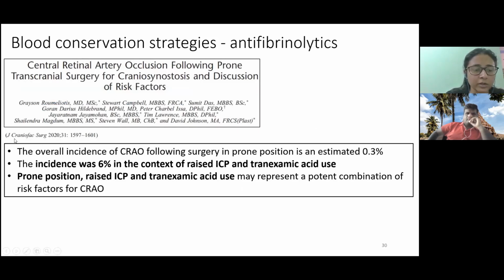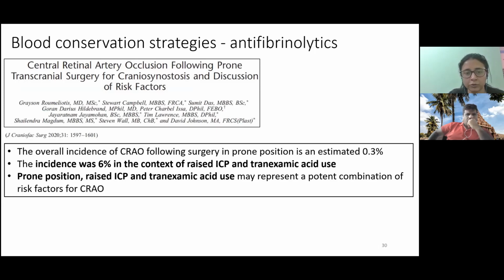Now, this was an interesting case report that I came across. This was published in the Journal of Craniofacial Surgery in 2020. Central retinal artery occlusion following prone transcranial surgery for craniosynostosis and discussion of risk factors. Whereas the overall incidence of central retinal artery occlusion following surgery in prone position is an estimated 0.3%, this was found to be 20 times higher, that is 6%, in the context of raised ICP and tranexamic acid use.